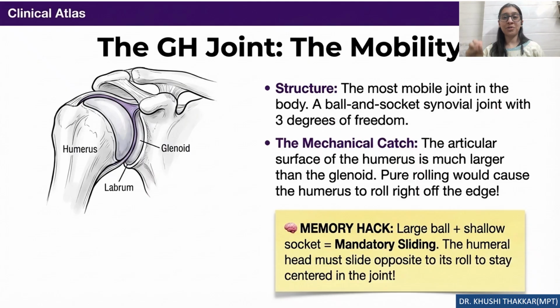Now, the final joint, the glenohumeral joint, which is the maximum mobility joint. Remember the structure, it is a ball and socket joint with the humerus much larger than the glenoid fossa surface. Now, if there is pure rolling or pure sliding happening, the humerus will roll out of the edge of the glenoid fossa. So here there is a large ball and a shallow socket. There is mandatory sliding happening. The humeral head must slide opposite to its roll to stay centered in the joint. If it doesn't, it will dislocate.